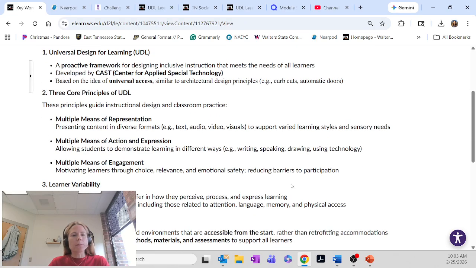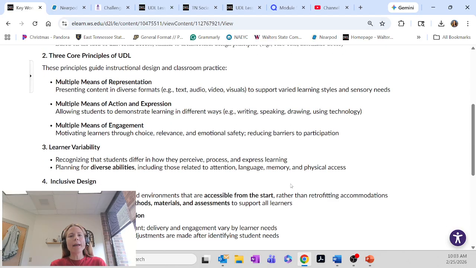So the three core principles we already mentioned, right? They're going to help guide your instructional design and your classroom practice. So this extends even to the learning environment and how you set your classroom up as well. Again, when we're talking about multiple means of representation, look at how you are presenting the material specifically. Think about text, audio, visuals. This is really going to help support varied learning styles and sensory needs. So the easiest way to do that is to pull in all of this as much as you can, always looking at audio, visuals, and text.